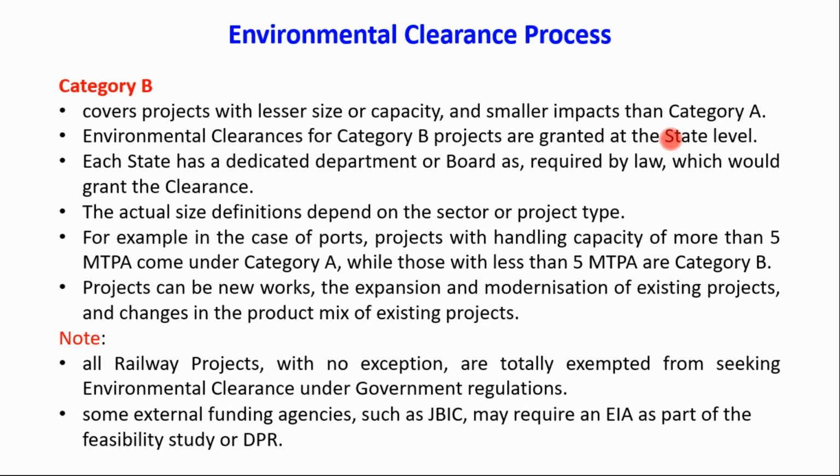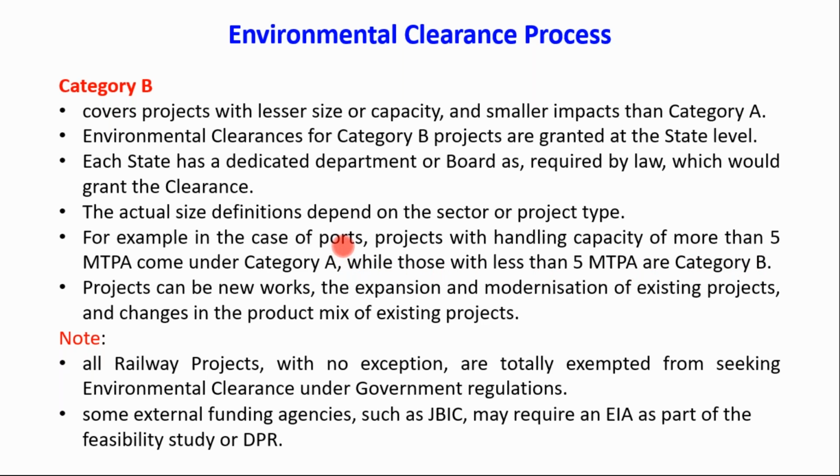So category A projects are sanctioned by the central government, by the central level, but the category B projects are going to be granted or sanctioned at the state level. Each state has a dedicated department or boards as required by law, which would grant the clearance. The actual size definition depends on the sector or project type. For example, in case of ports, projects with handling capacity of more than 5 MTPA come under category A, while those with less than 5 MTPA are category B.